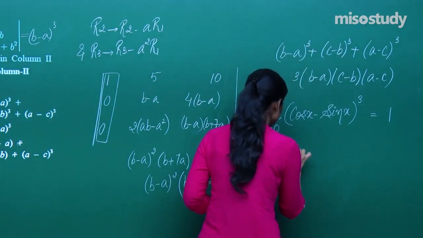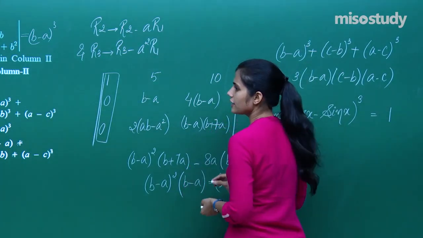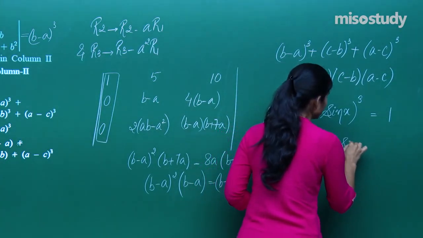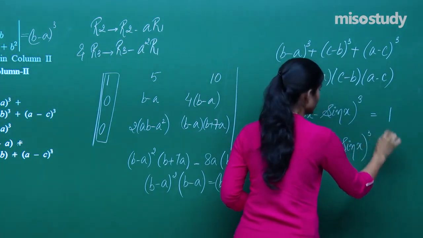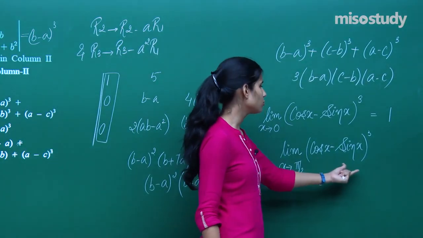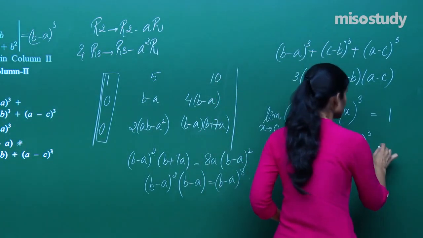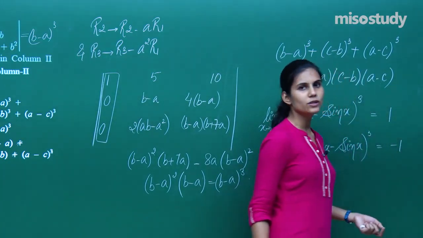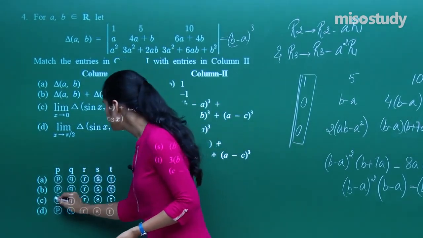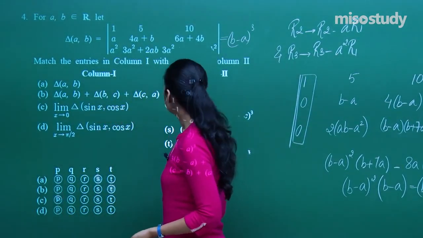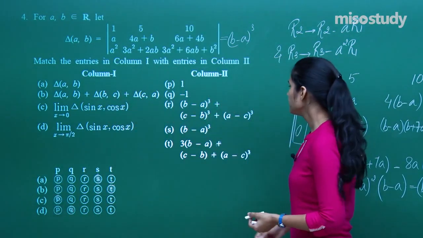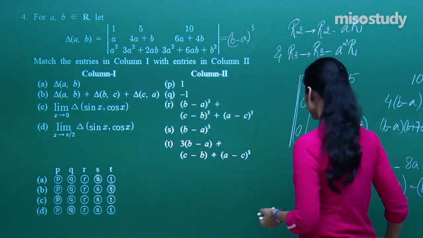And on the other hand, if I talk about the next one, limit x tends to pi by 2, again (cos x minus sin x) whole cube. This is going to be (limit x tends to pi by 2 cos x minus limit x tends to pi by 2 sin x) whole cube, which is going to give you (0 minus 1), that is (minus 1) whole cube, which is minus 1. So, you basically get C gets matched to P and D gets matched to Q. Understood? So, over here this is what we basically obtain.